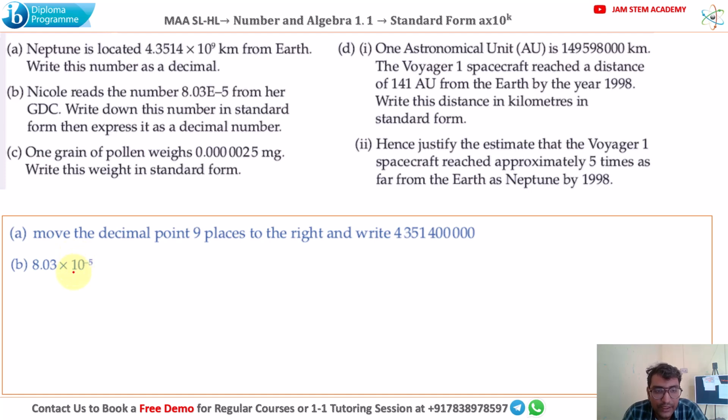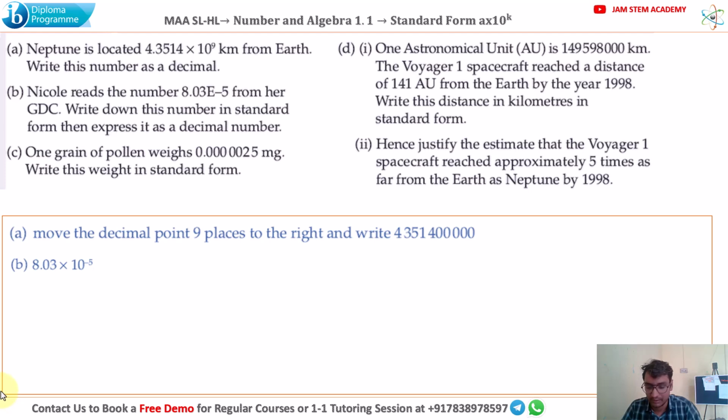Now next is to write the number in decimal form as well. So we have to shift the decimal this time. What is the power? Negative 5. If the power is negative 5 and you are expanding it, you have to shift your decimal in the left direction. You already have only one digit, so you need 4 more. So you have to take zeros. Then put a decimal.